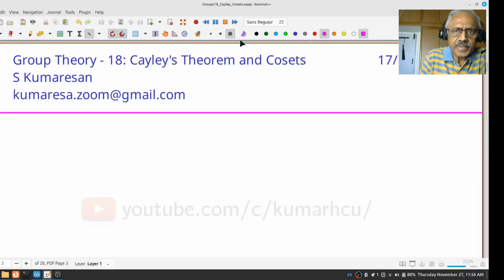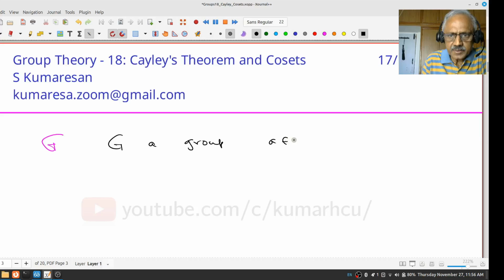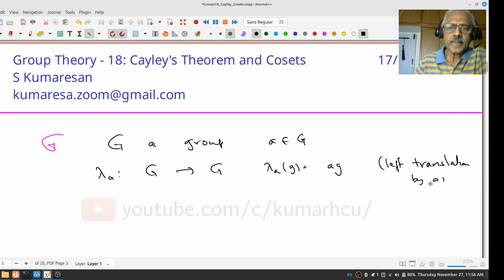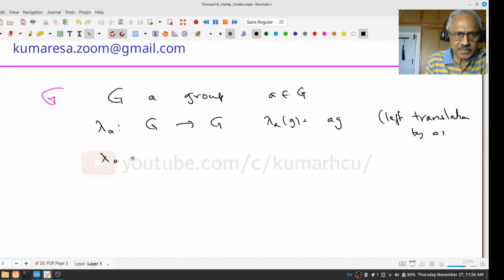So yesterday what we did was, G a group, and A in G. Then we define lambda A, a map from G to G, defined by lambda A of G equal to A times G. This we call left translation by A. We saw lambda A is a bijection. That means it belongs to S of G, the set of bijections.